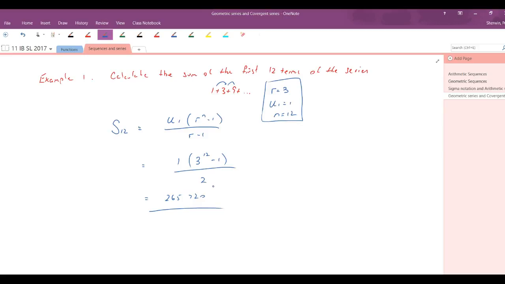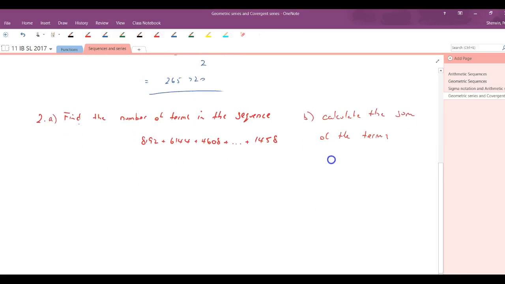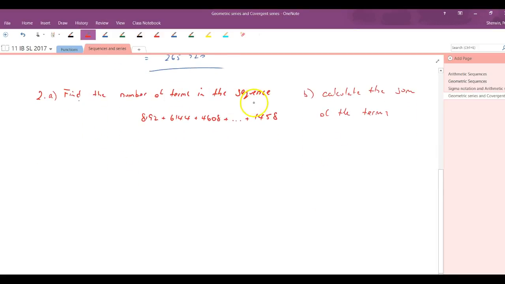Okay, next example. Second example is here in front of us. Find the number of terms in the sequence 8192 plus 6144 plus 4608. What do we got here when we do this division? I'm figuring it's going to be geometric, so what is our common ratio? So 6144 divided by 8192. Let's have a look at that.